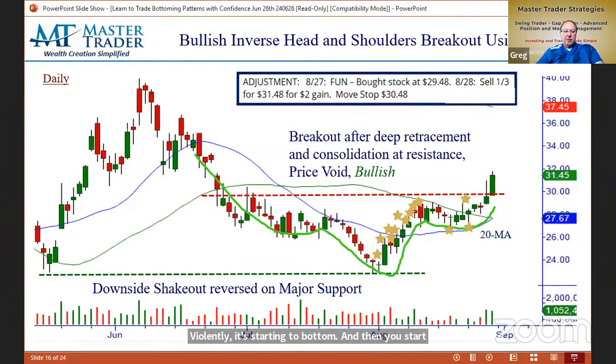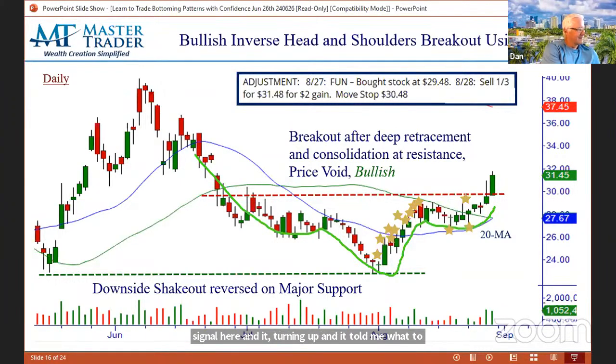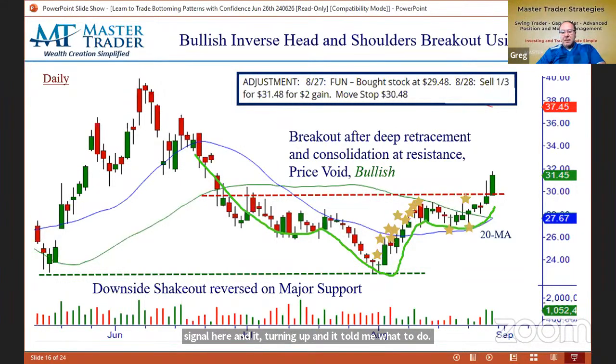Whereas somebody might look at this and say, oh, but you know what, Greg, this MACD indicator gave me a nice signal here and it started turning up and it told me what to do. Well, all you needed to do is look at the price action. Depending on the settings of your favorite indicator, it doesn't always give you the picture you wanted to see. So what we're explaining to you here is how to recognize price action, because that's what everything else is based on.